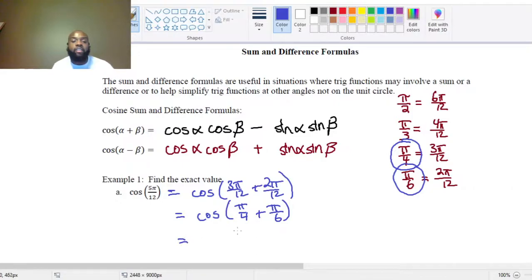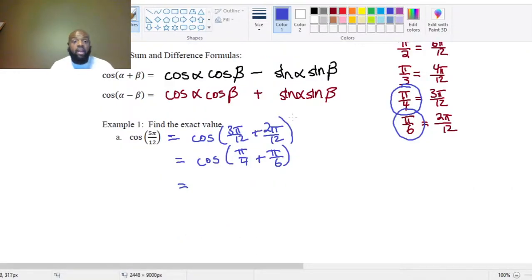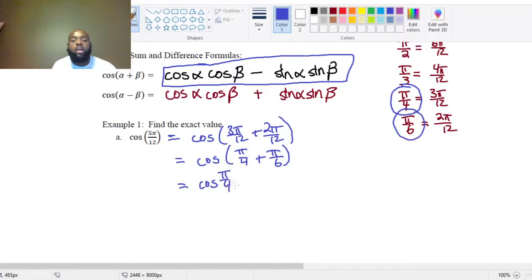Now I can apply this formula. This is a plus sign, so I'm going to use this formula here. This will equal the cosine of pi over 4 times the cosine of pi over 6, minus the sine of pi over 4 times the sine of pi over 6. Again, I chose these angles specifically because now I can evaluate my trig functions. The cosine of pi over 4 is square root of 2 over 2.